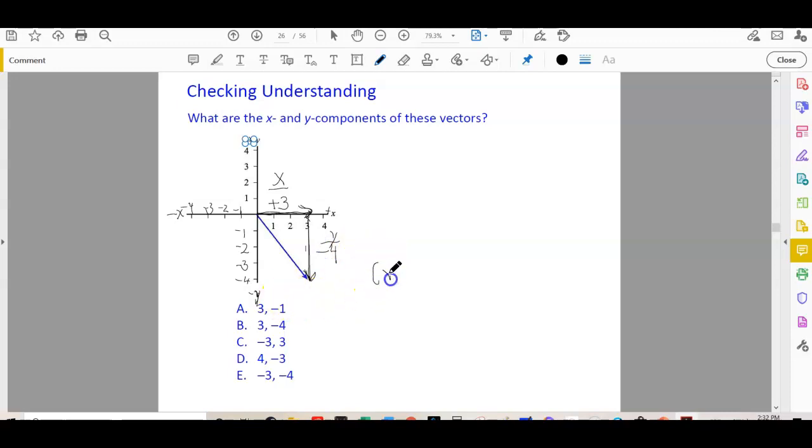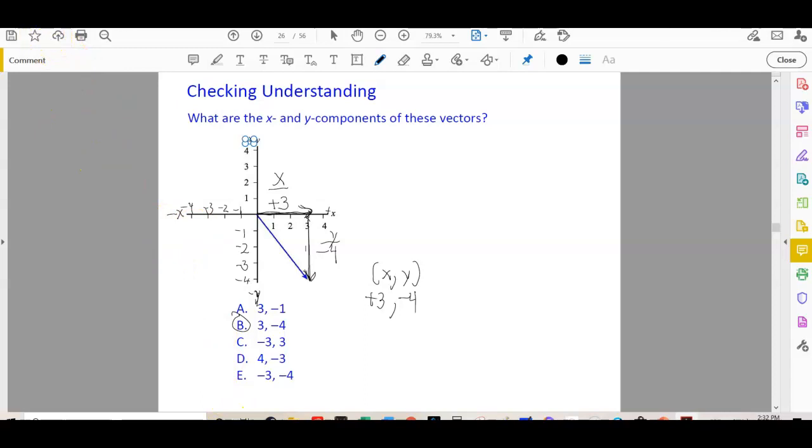Well, we want the answers as x, y. So we're going to be looking for an answer that is going to be +3 units, a rightward vector, and then 4 units down. So that looks a lot like B. Hey, cool. And so that's how to decompose a vector that's in two dimensions, starting from the origin. It's easier if it starts from the origin, into its unit vectors.